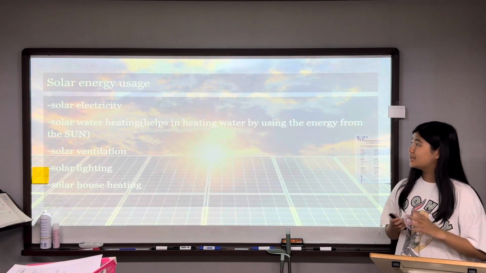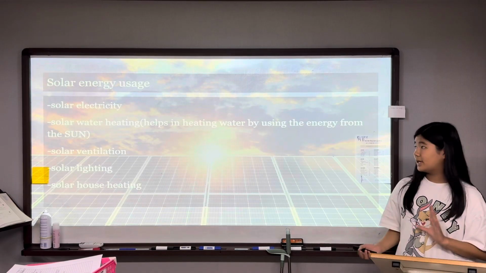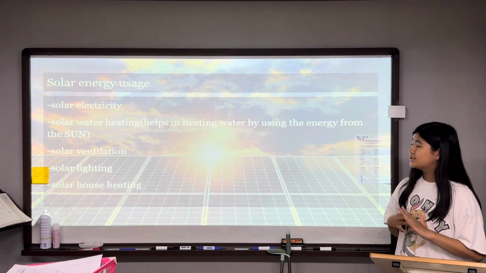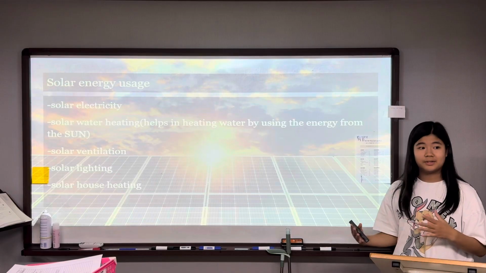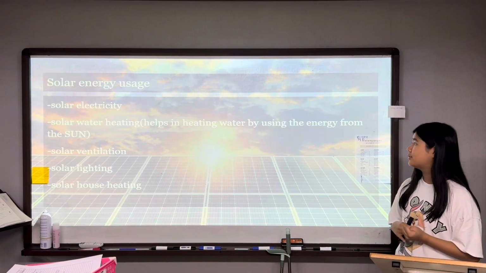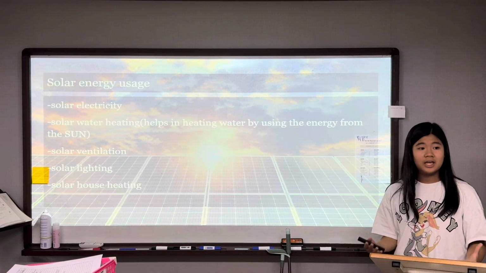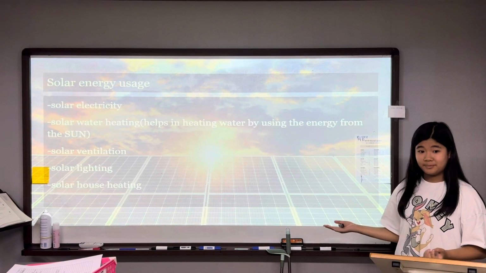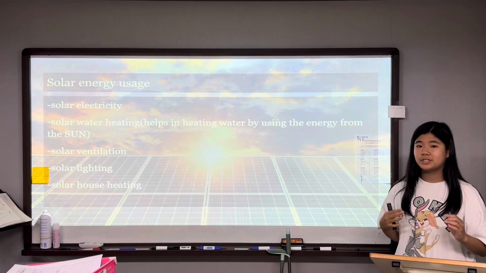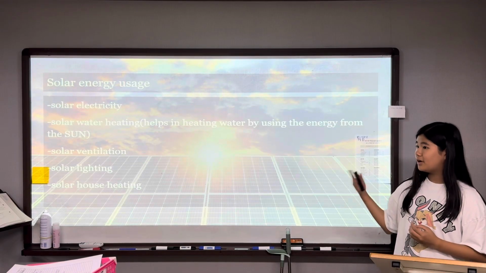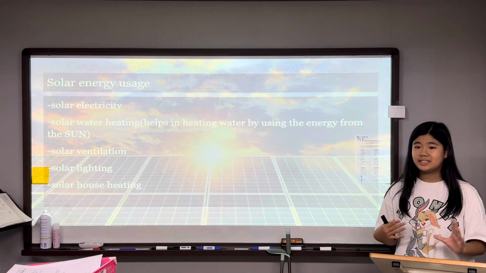Also, solar energy is used in diverse ways, such as solar electricity, solar water heating, which is heating water you need in your kitchen or bathroom by using energy from the sun, solar ventilation, solar lighting, and solar house heating. From these examples, you can see that solar energy is mostly used in households, because these are all electricity needs in households.